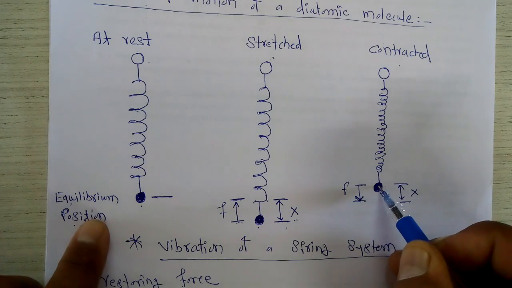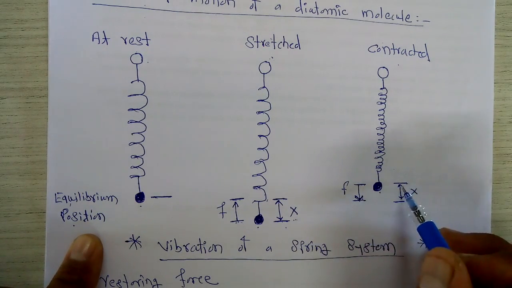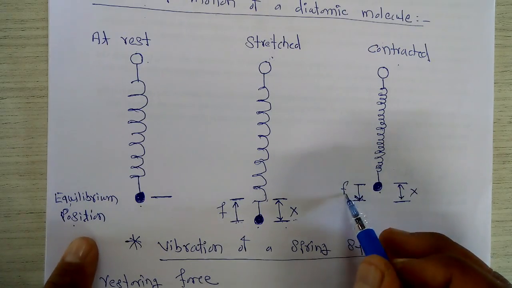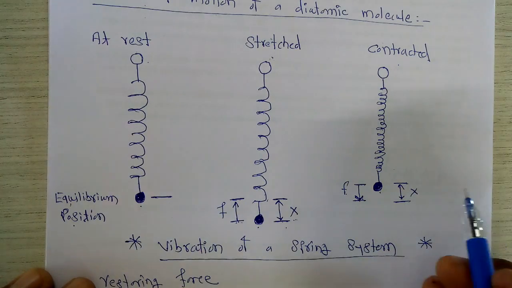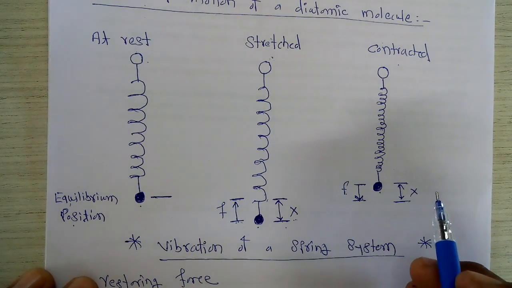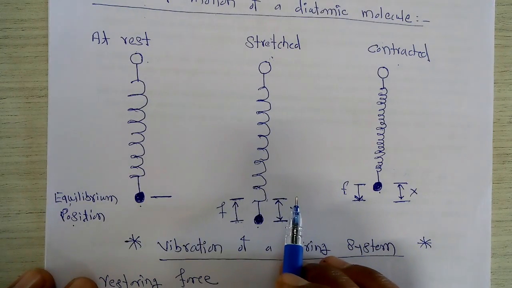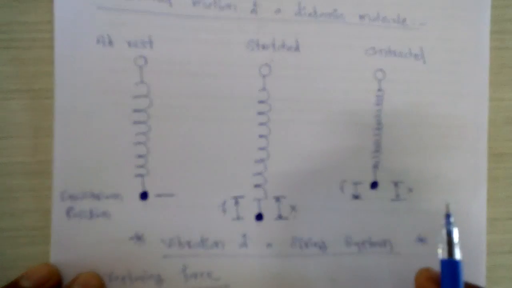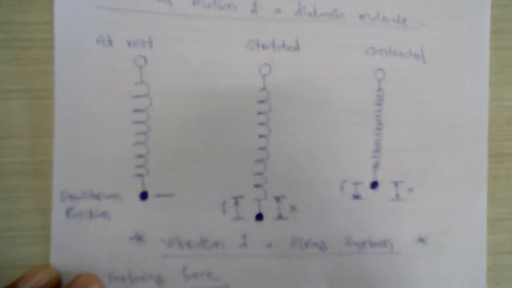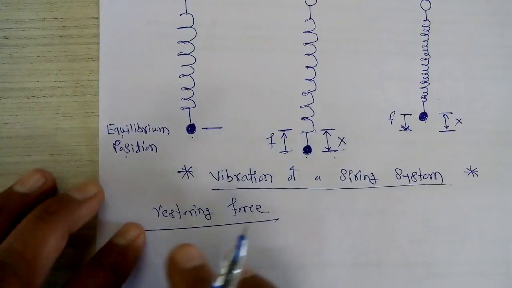So again, a restoring force acts in the opposite direction to that of the displacement. So we can say that these three different situations can be observed in a bond present between a diatomic molecule. So what happens? Due to these three different situations, a force is involved. That force is called the restoring force.